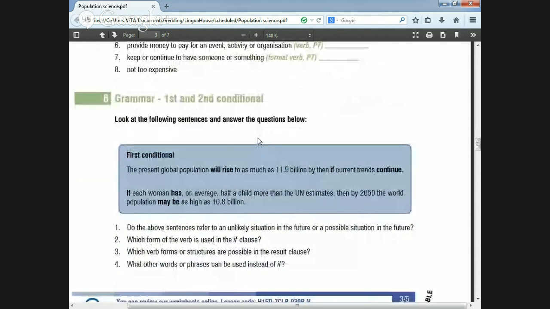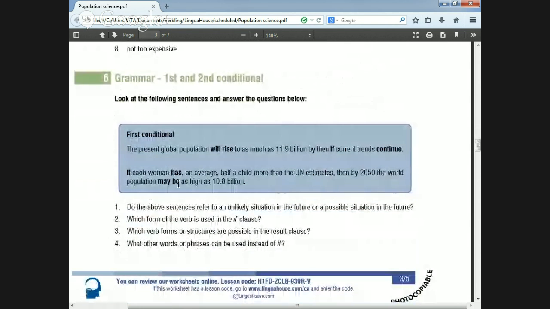Okay, so I will want to encourage you guys to download this worksheet to do a little bit of grammar and so forth, first and second conditional. I want to really quickly go over the first and second conditional, and then we're going to do some practice speaking and giving your opinion on things.